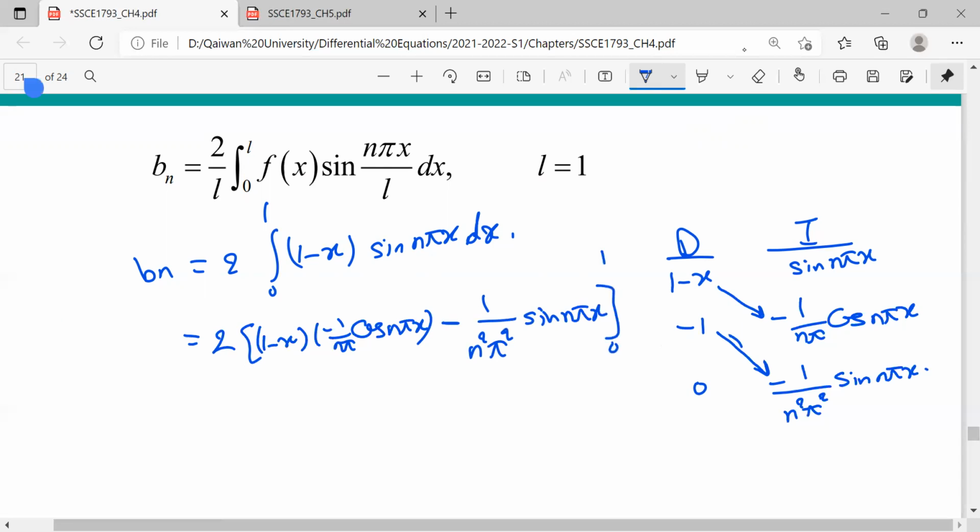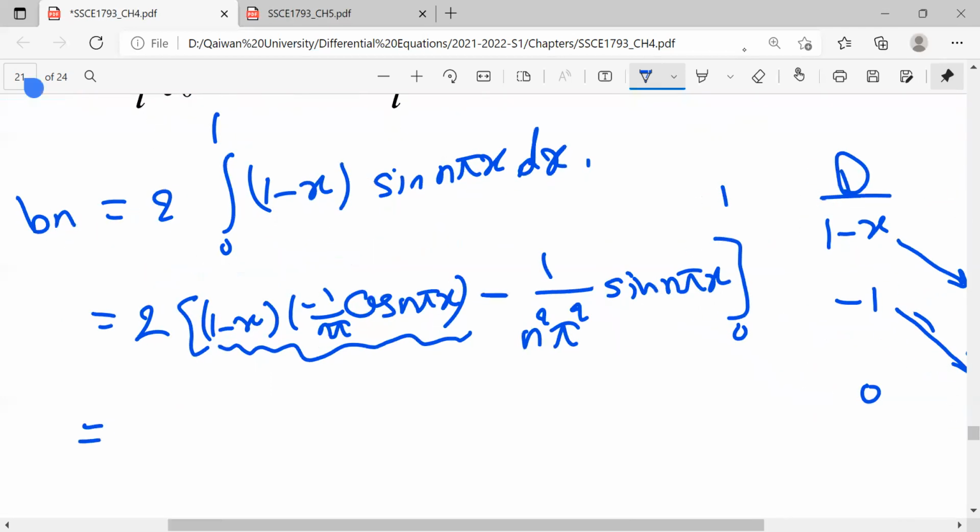We now replace x by 1, then by 0. If we replace x by 1, this bracket 1 minus x becomes 0, and multiplying by that bracket is still 0. It's 2 times 0 minus. If we replace x by 0 in the sine term, we get sine n pi. Sine n pi is also 0.